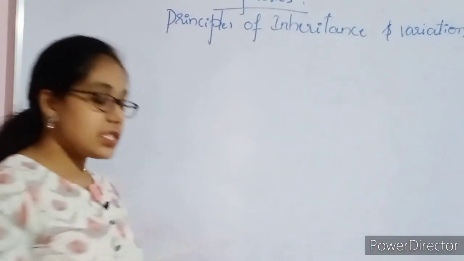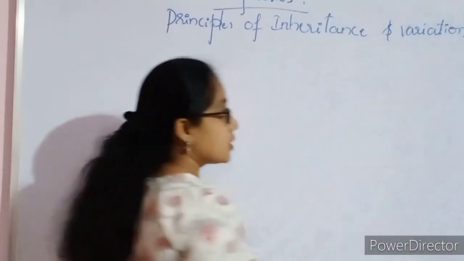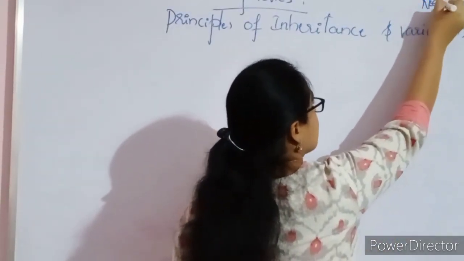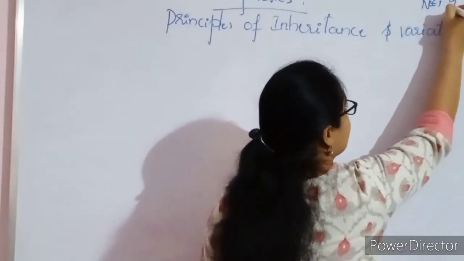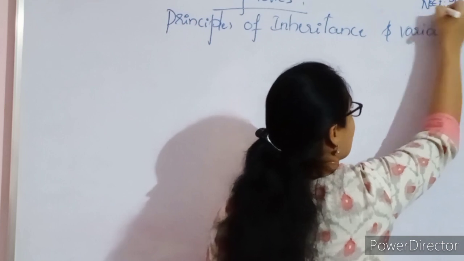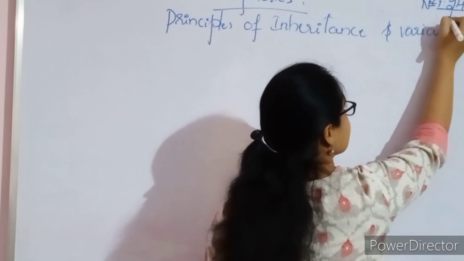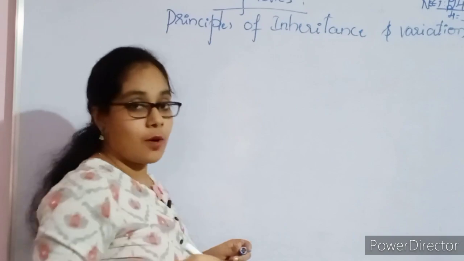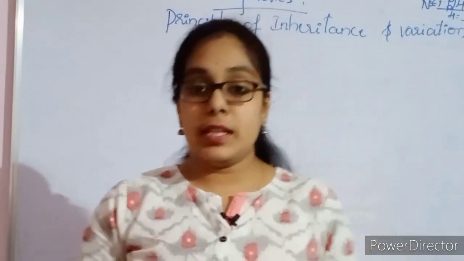The weightage of this chapter for board examination is about 12 marks. Okay, this is for board examination. Coming to the NEET point of view, in the NEET examination you are going to get 24 marks. That means how many questions will be there? 6 questions. Each question carries 4 marks. So totally, you'll be getting 24 marks for the NEET examination from this principles of inheritance and variation chapter.